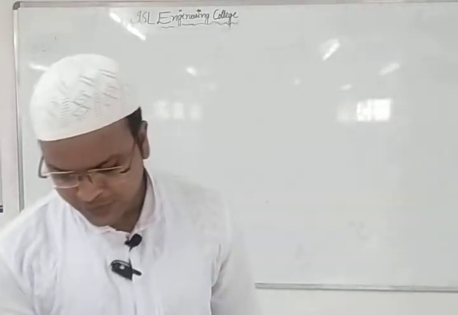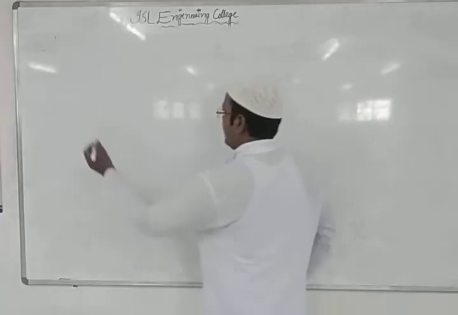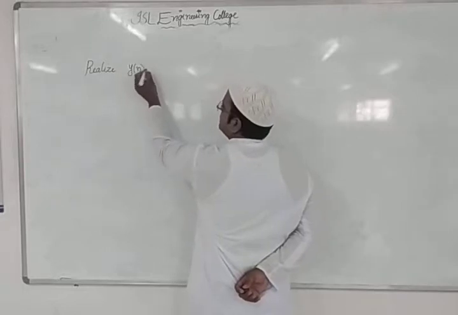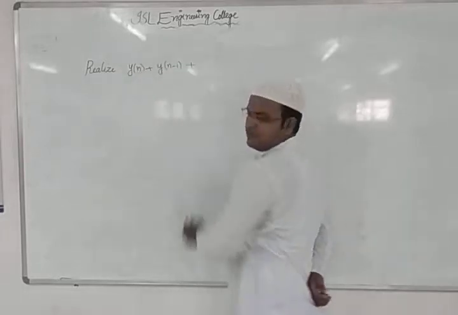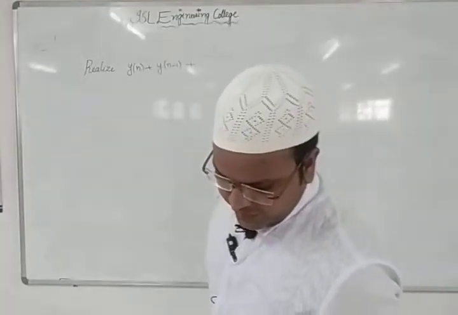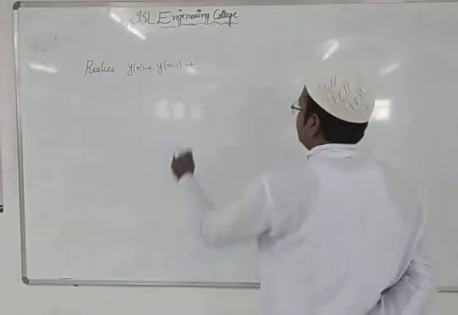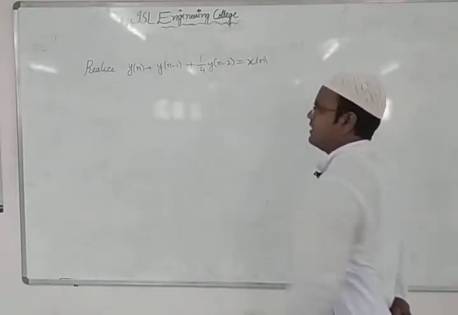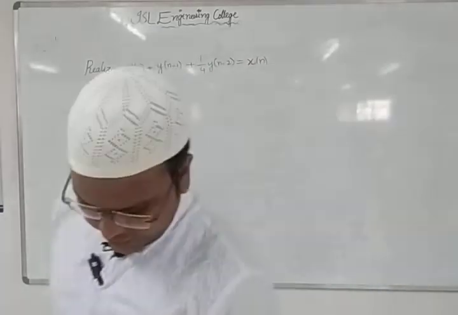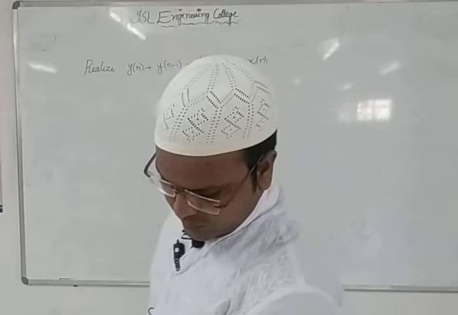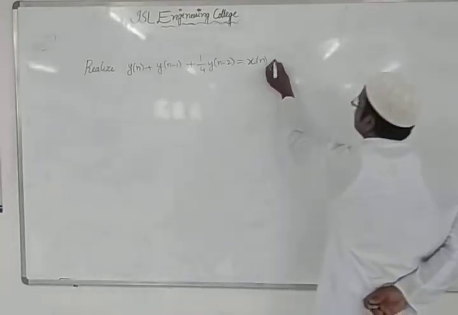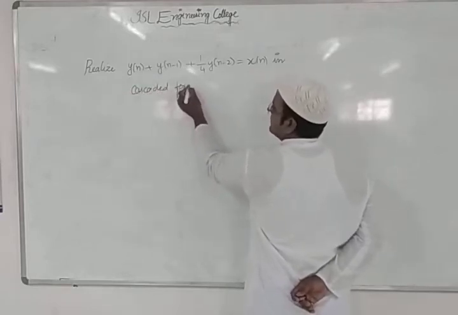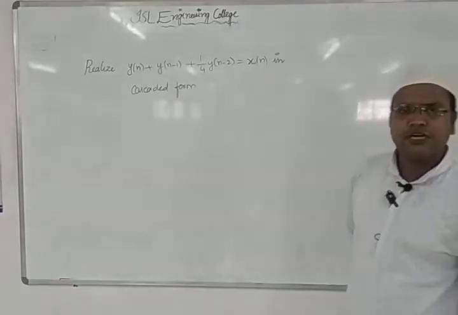So this is the question: realize y of n plus y of n minus 1 plus 1 by 4 y of n minus 2 is equal to x of n, in cascaded form. So we need to realize this particular equation into cascaded form.